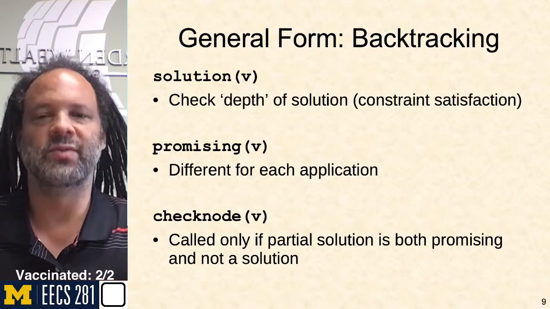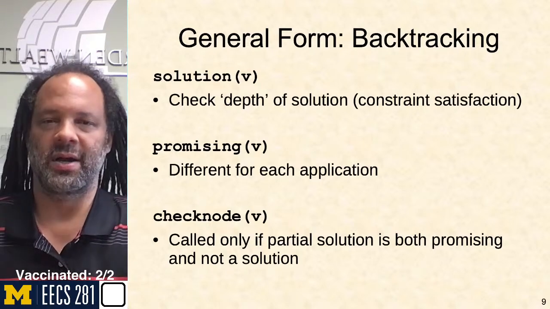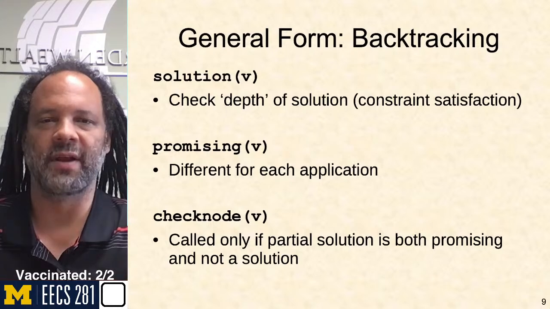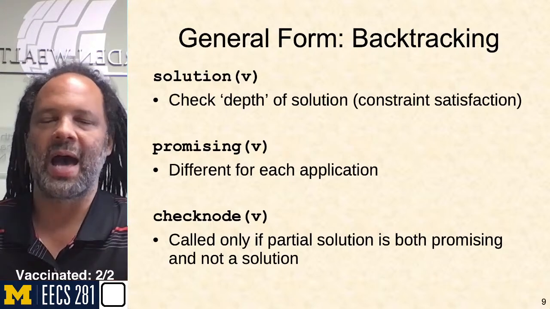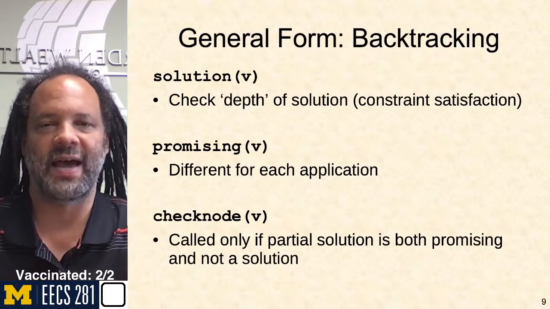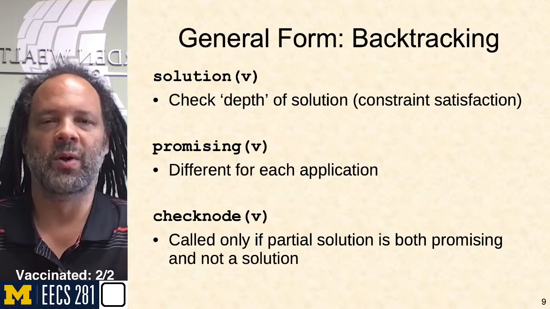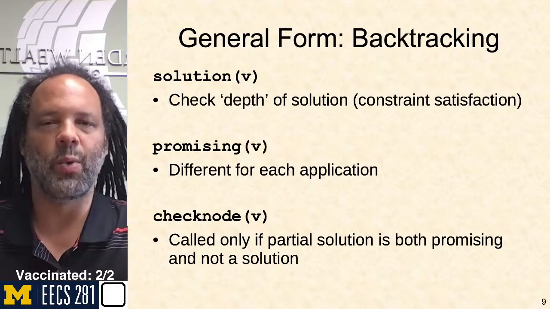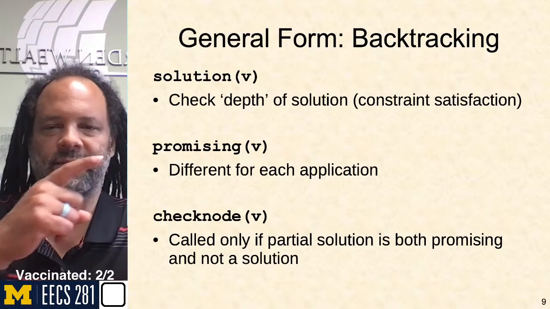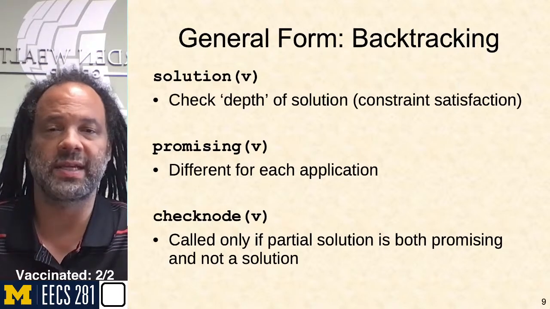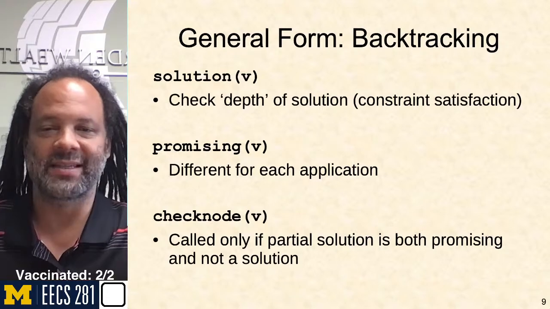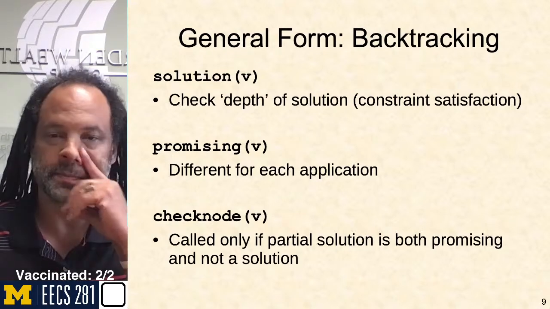Promising, this is where the work is done in backtracking. This is the one that's often a lot more difficult to figure out. How do I know that this partial solution hasn't violated any constraints? That's where the checking needs to come in. And most problems have their unique way to get this done, but that's why it says it's different here for each application. But the goal is to see, hey, I've got some partial solution. Has it violated any constraints?